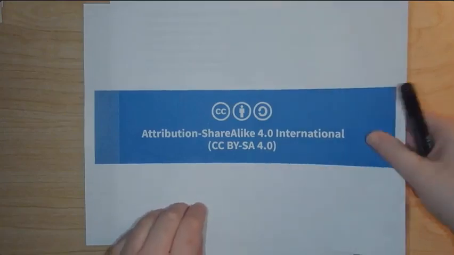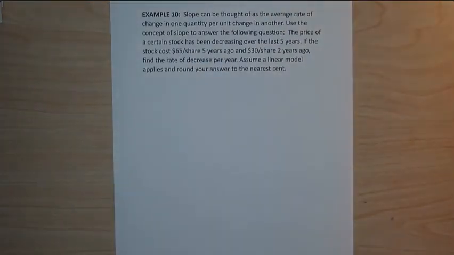This is Lab 12, Example 10. Slope can be thought of as the average rate of change in one quantity per unit change in another. Use the concept of slope to answer the following question.